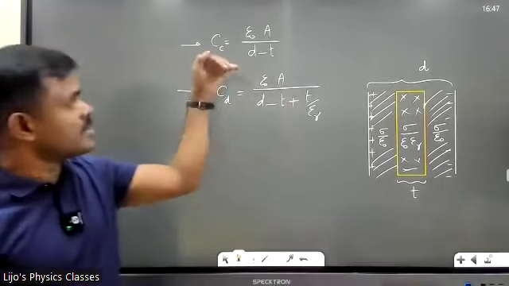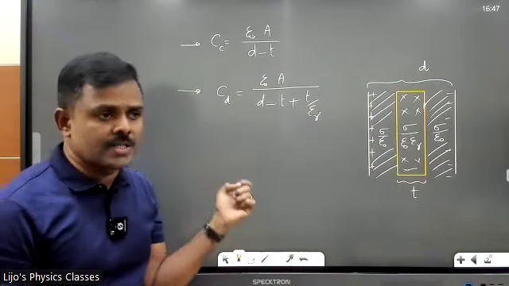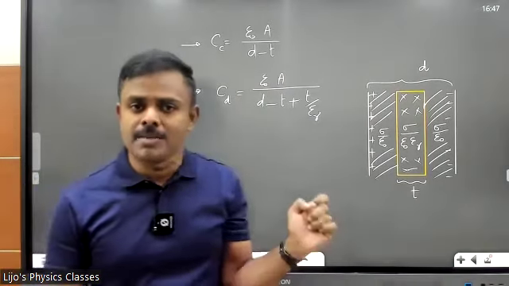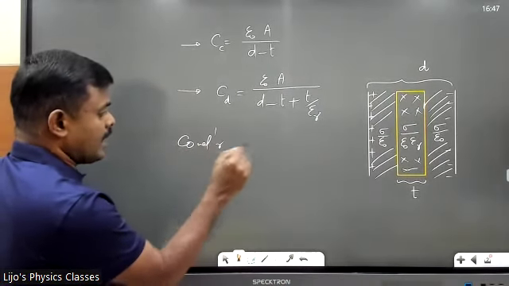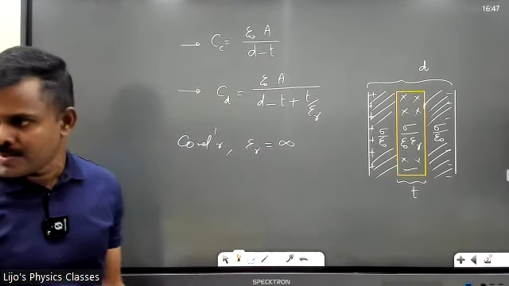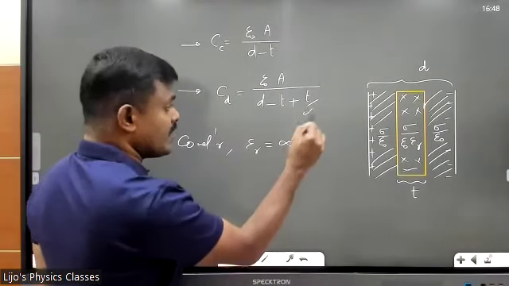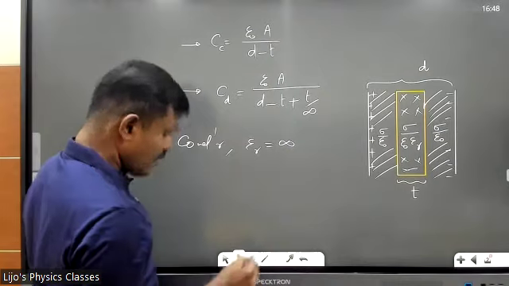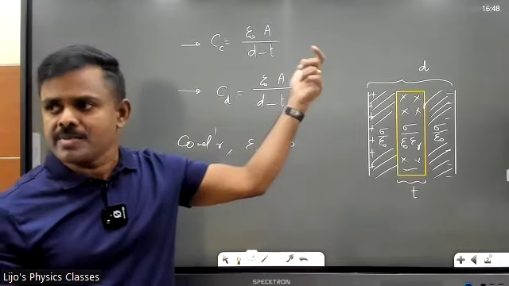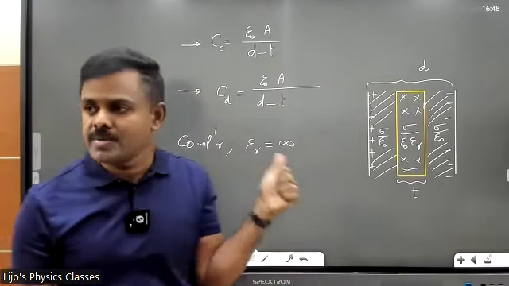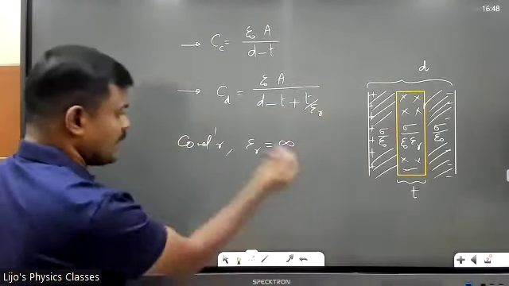All right. Epsilon 0 A divided by (D minus T) for conducting slab introduced; for dielectric slab introduced, epsilon 0 A by (D minus T plus T by epsilon r). Let us check if it is correct or not. For a conductor, epsilon r value is infinity. If you put infinity here, any number by infinity is 0, right? So that term will vanish. You will get this equation, right? Correct. So the conducting slab equation is epsilon 0 A by (D minus T), and the dielectric slab equation is epsilon 0 A by (D minus T plus T by epsilon r). That is our first equation.